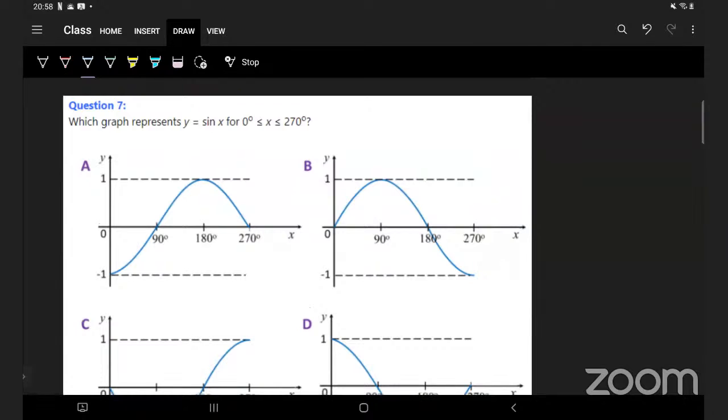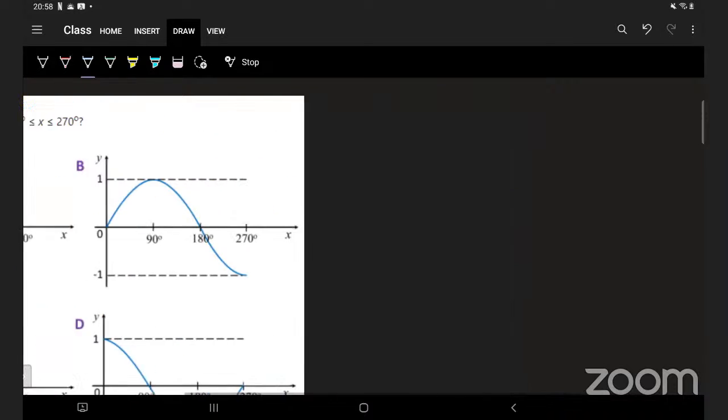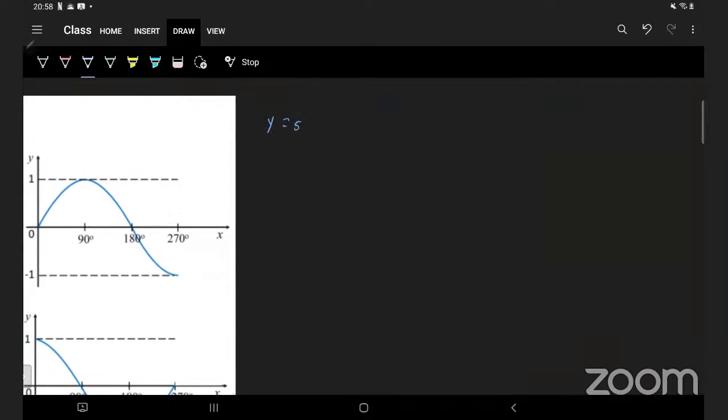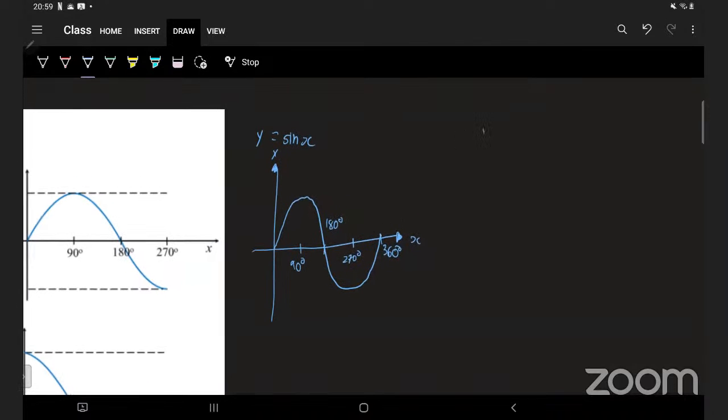So, question 7. Which graph represents y equals sine x for 0 to 270 degrees? Okay, so for y is equal to sine x, let's have a quick recap. So y is equal to sine x should be like this, right? It always starts from 0 and it looks like a wave. And then this should be 90, 180, 270, and 360. Now a cosine graph, on the other hand, will look like this.